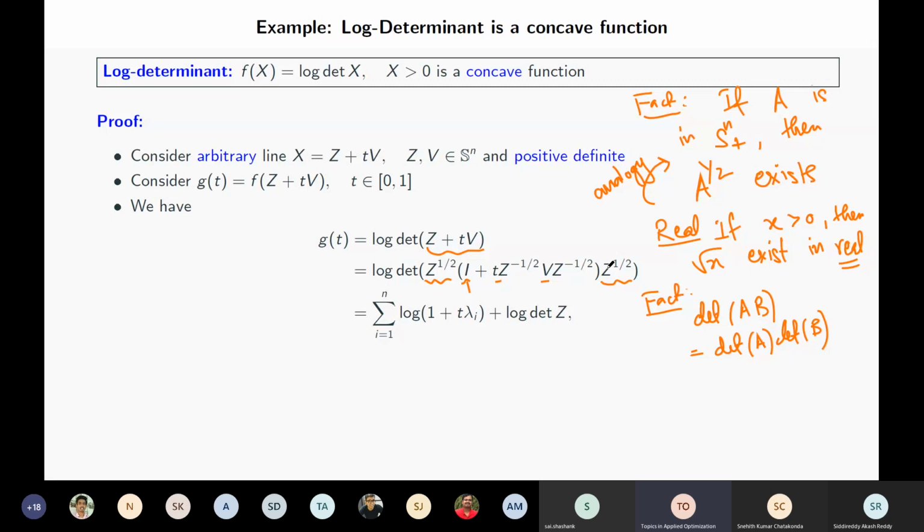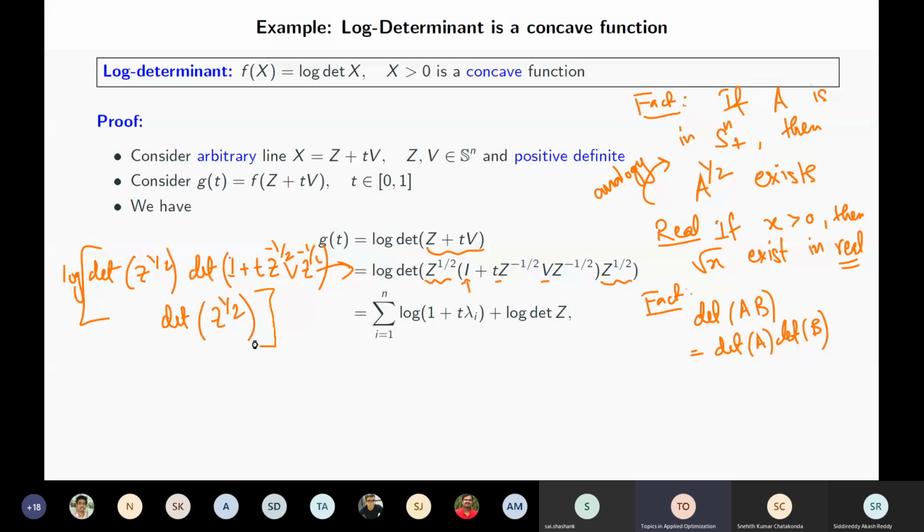So I can put them together. So this determinant I can put them together, and then this determinant will be the one that will be left out. So this step I can clarify here. So this is like log of determinant of, so let us keep this here. Okay, so this is like determinant of Z half, and then determinant of this I plus T Z minus half V Z minus half, and then determinant of Z half.